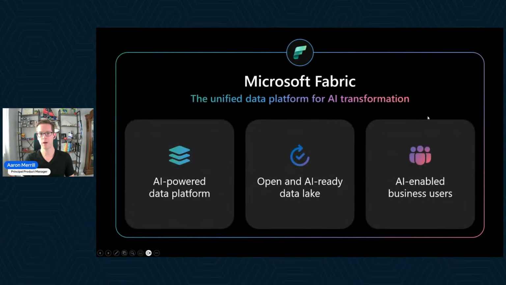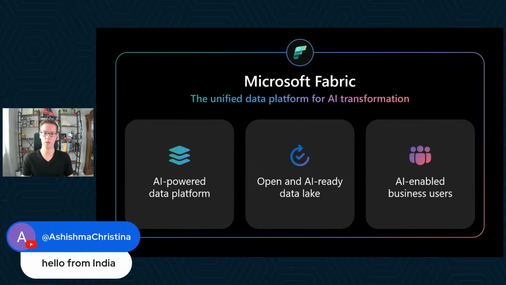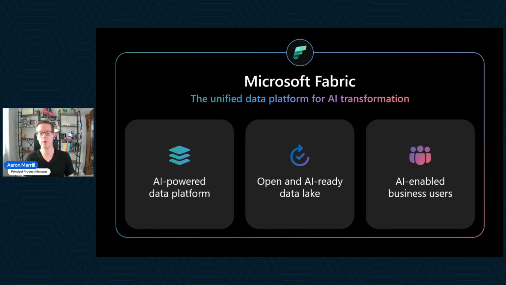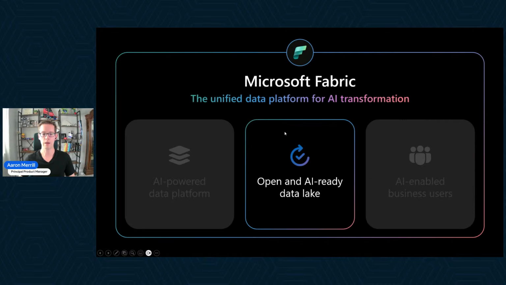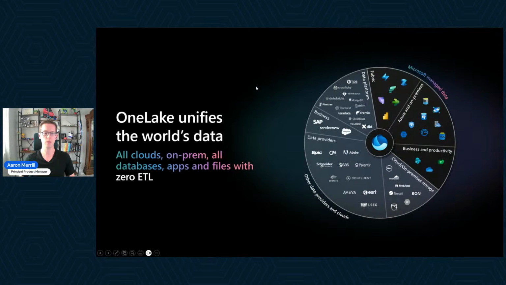So if you're not familiar with Microsoft Fabric and OneLake security, Microsoft Fabric is our unified data platform for AI transformation. There's a couple different components that make up Microsoft Fabric. We have an AI-powered data platform, an open and AI-ready data lake, which is Microsoft OneLake, and then it's AI-enabled for business users. It integrates natively in your Office suite, Teams, makes it all available where your business users are actually working. So today we're going to focus on the open and AI-ready data lake, which is OneLake, and then, of course, OneLake security.